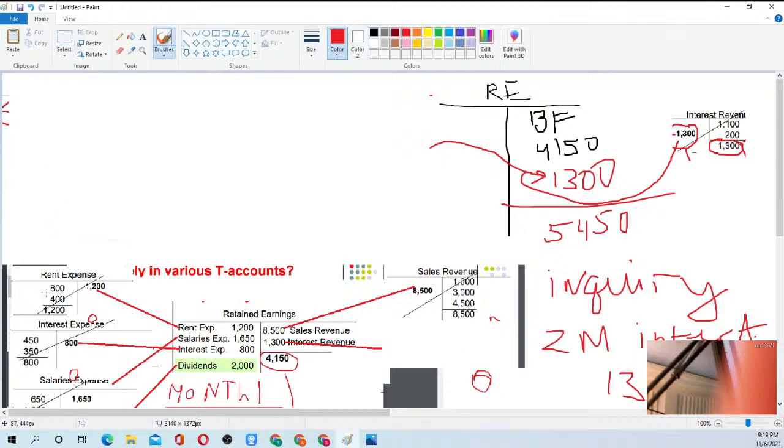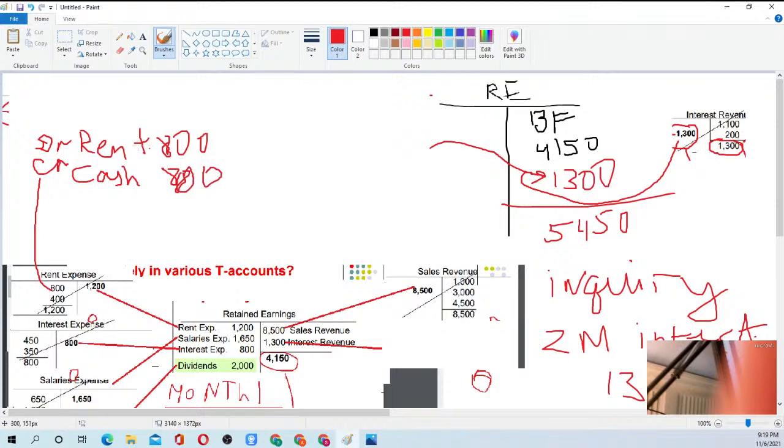Okay, brush. So that entry, assuming we paid rent by cash, that will be debit rent 800, credit cash 800. Oops, sorry, 800. Not the best artist here.